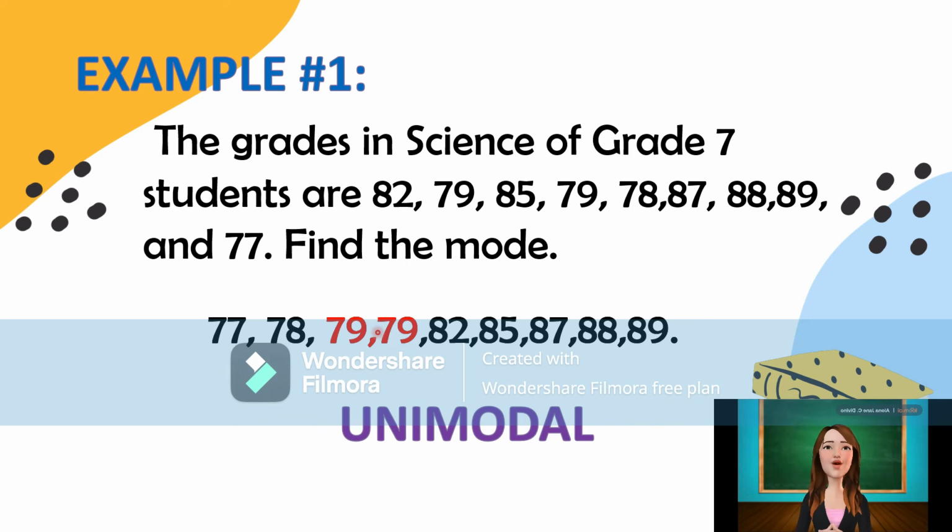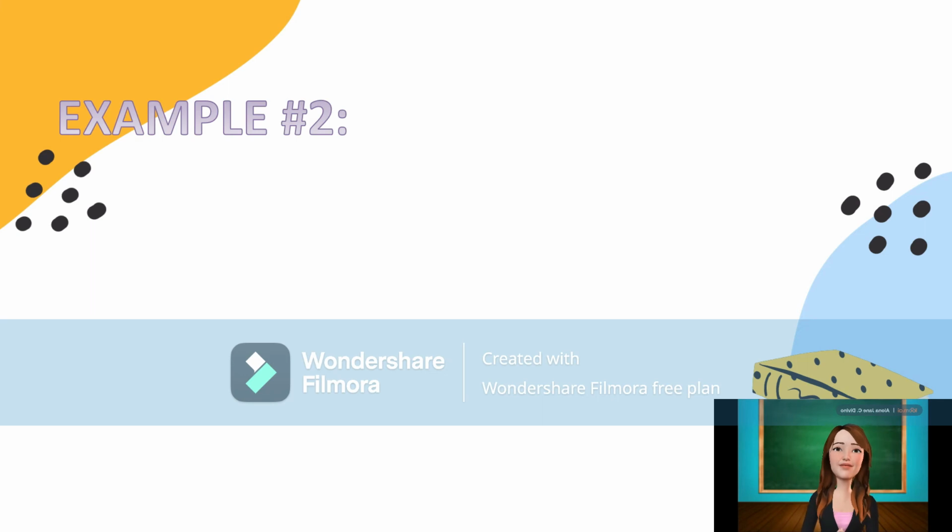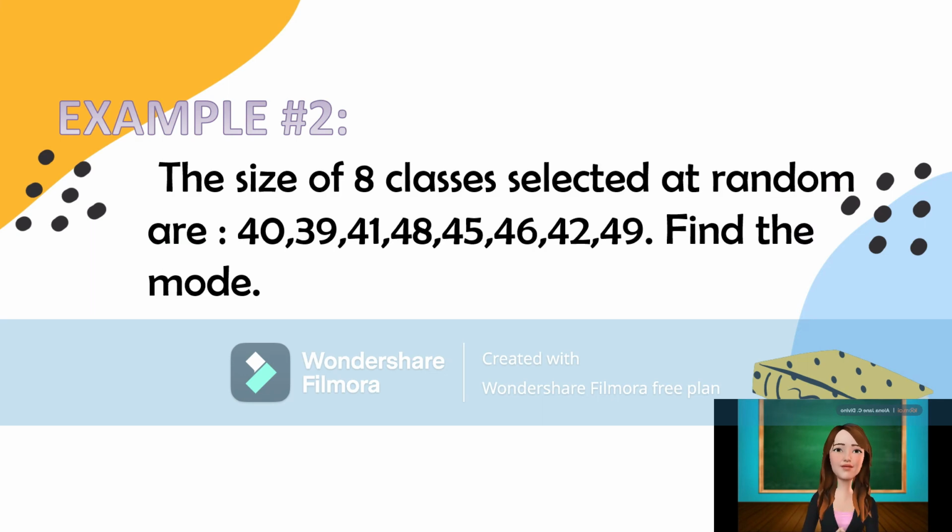Now, what type of mode is 79? Oh, yes, Althea. Correct. The type of mode is unimodal. Very good. Okay, let's proceed to the example number two.